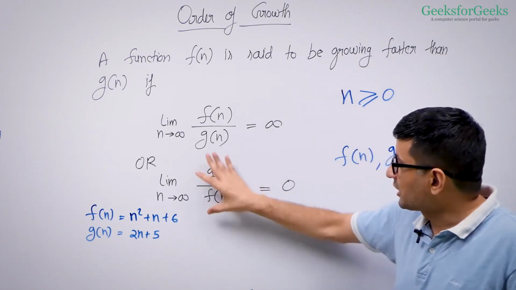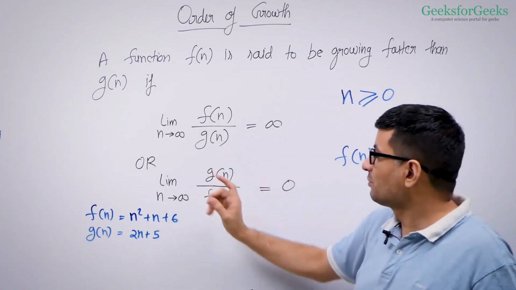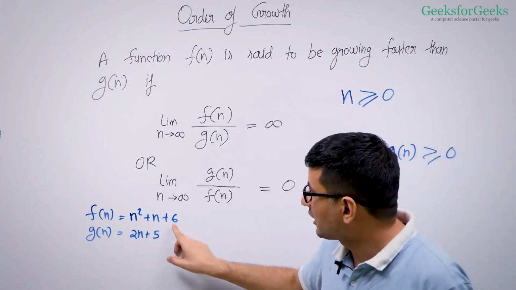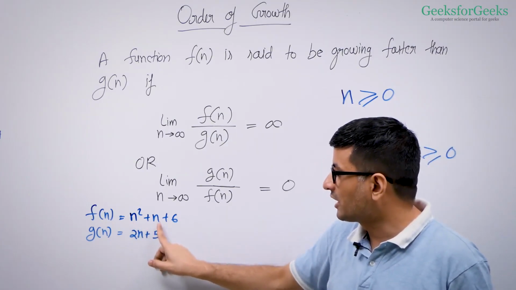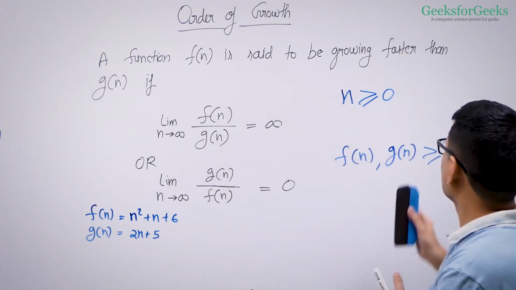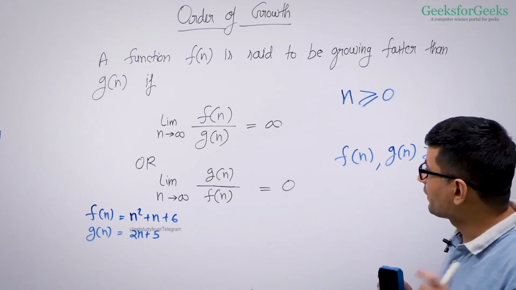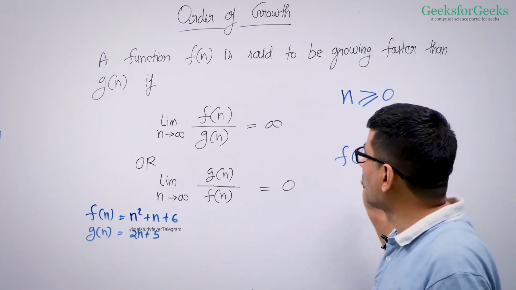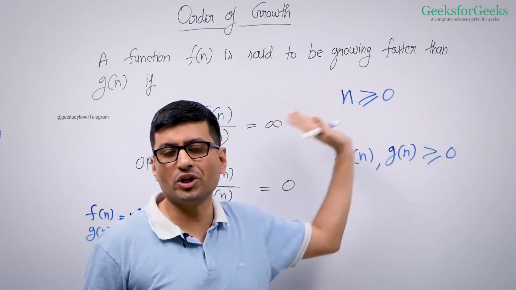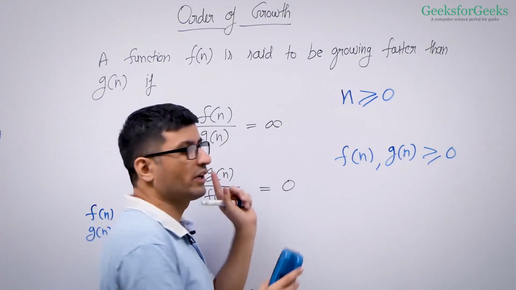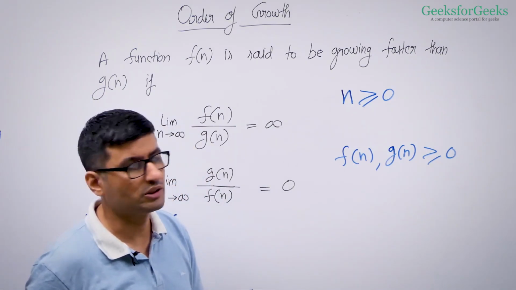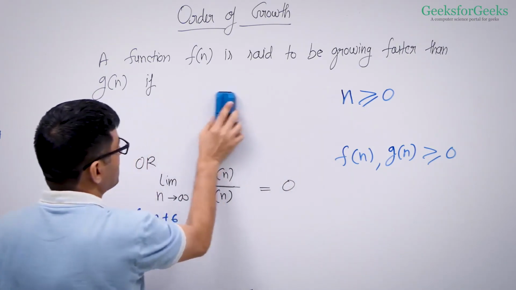So I'm going to use this expression to prove that the order of growth of f(n) is higher. I've taken this example, n square plus n plus 5 and 2n plus 5, and I'm going to use this expression to show that f(n) is growing faster. And please remember, all this discussion is under these assumptions. First quadrant of the 2D coordinate system, where n is greater than or equal to 0, and f(n) and g(n) are also greater than or equal to 0. They are mainly positive functions.